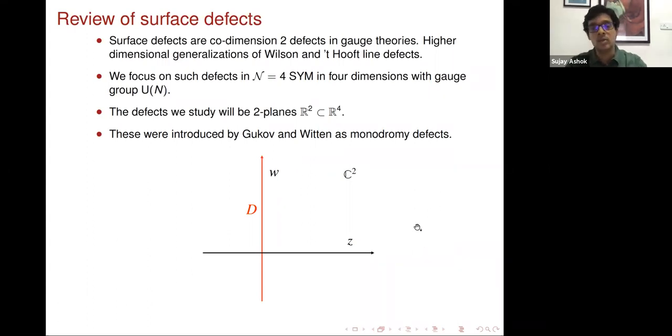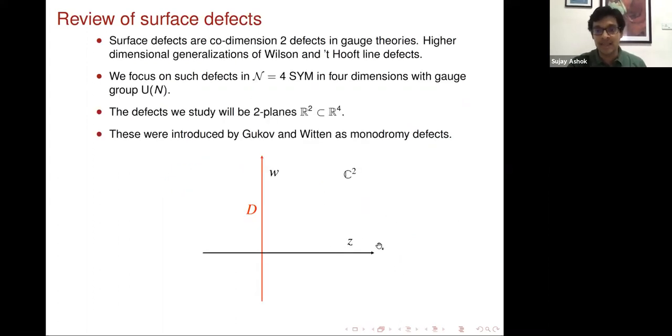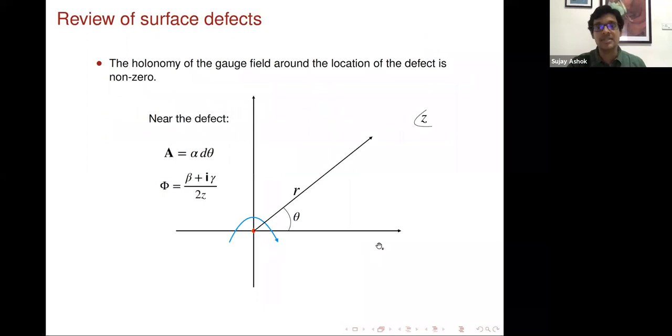These were introduced by Gukov-Witten back in 2006 as monodromy defects. So let me try to explain what that means. So in this figure, I've shown the plane that is transverse to the defect. So Z, if you remember here, was the 2-plane that was transverse to the defect. So I've just now drawn it as a real 2-plane.